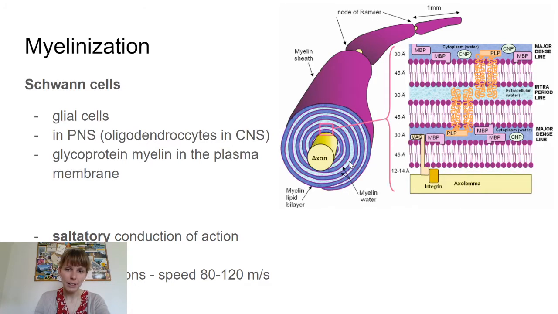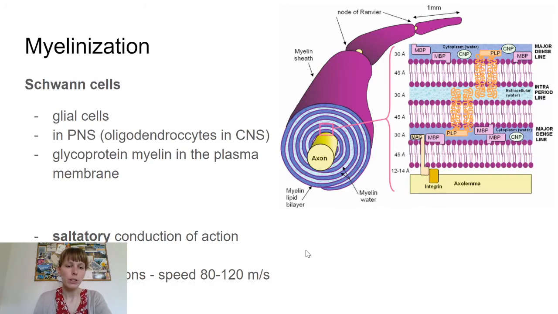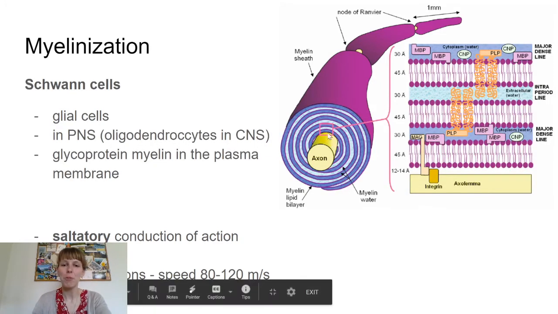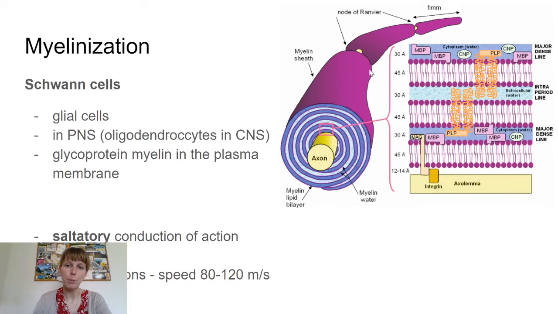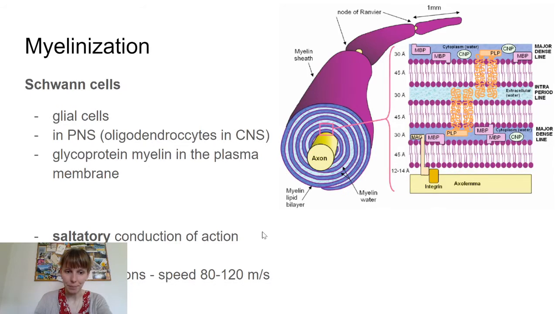And this enables the so-called saltatory conduction of the signal, the action potential. So saltatory means like jumpy. So the action potential, the change of the voltage on the membrane will jump from one place to the other, and in between them you will have the myelin sheath, which will not enable spreading of the signal unspecifically and dissipating the power of the signal into the surrounding area.